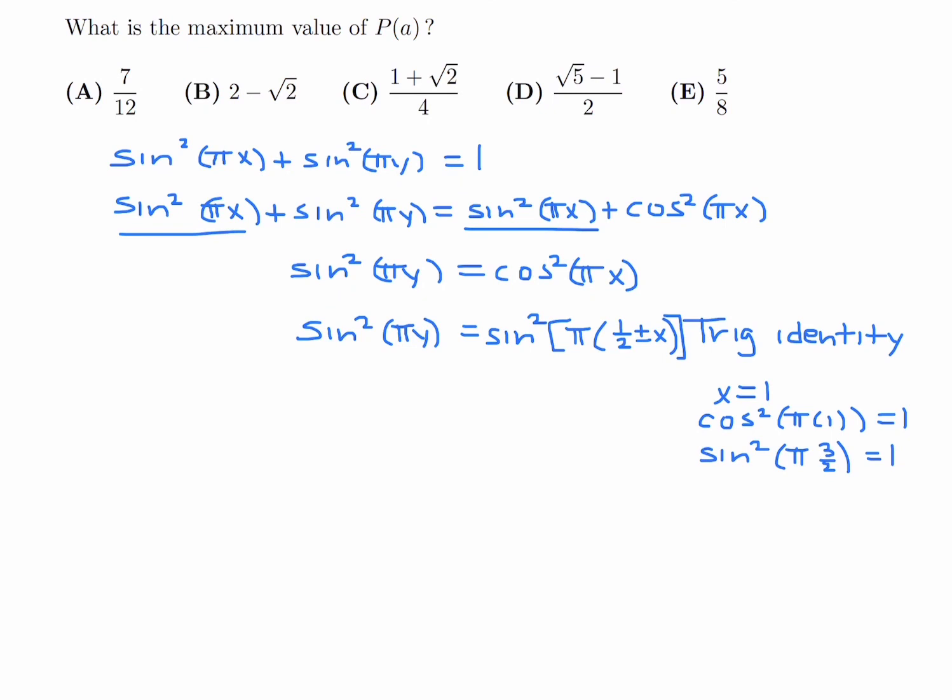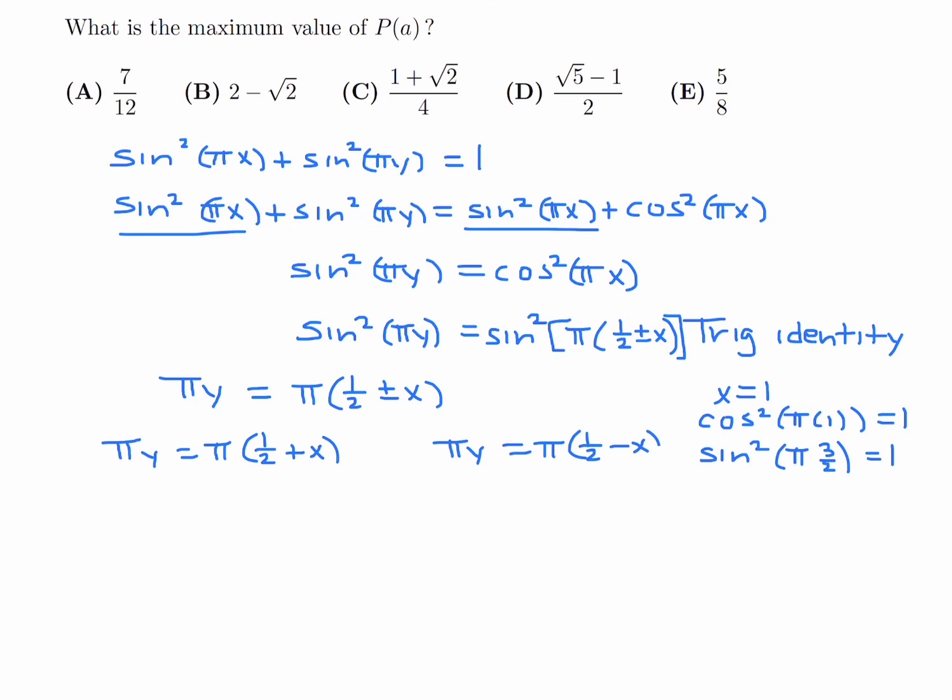Well, now that we have that, we can equate. That means pi y is equal to pi times (1/2 plus or minus x). And this gives me two equations. It gives me pi y is equal to pi times (1/2 plus x), and it gives me pi y is equal to pi times (1/2 minus x). So drop the pi's, and this gives you y equals 1/2 plus x. That's a nice equation. Drop the pi's here, and we get y equals 1/2 minus x. Again, a very nice equation to work with.